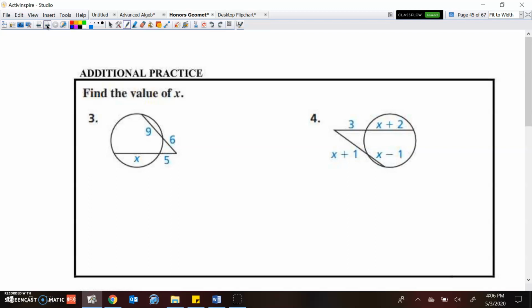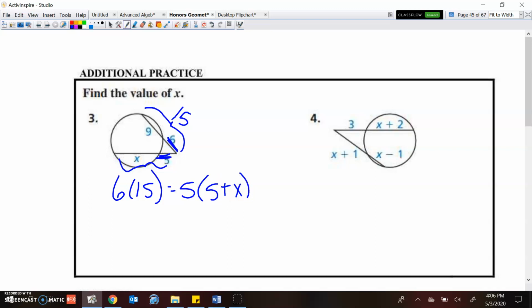So I'm going to take the piece that's outside, 6, times the entire thing, and if I add these two, I get 15. So 6 times 15, and that's going to equal this piece that's outside, 5, times the entire thing, 5 plus x. Be careful that you make sure to do 5 plus x and not just 5 times x, because that's not the same thing.